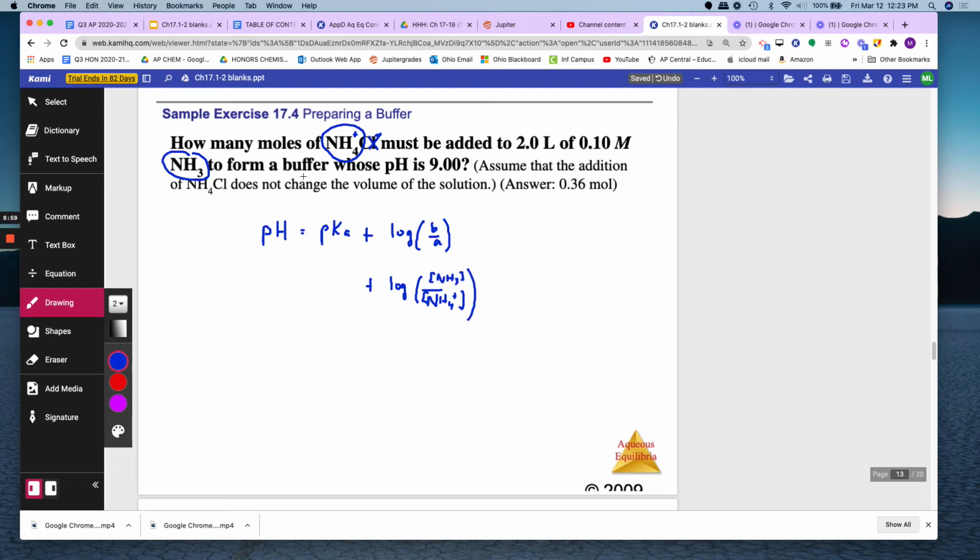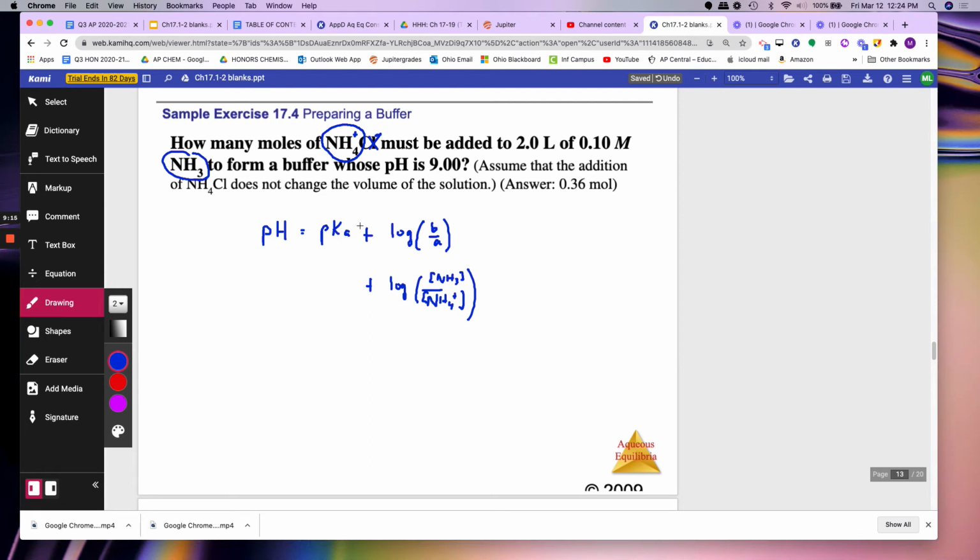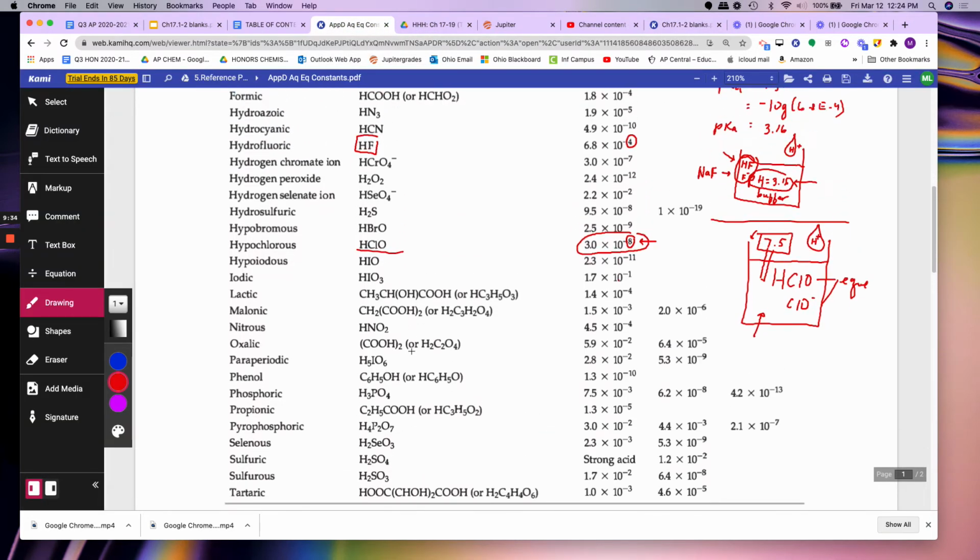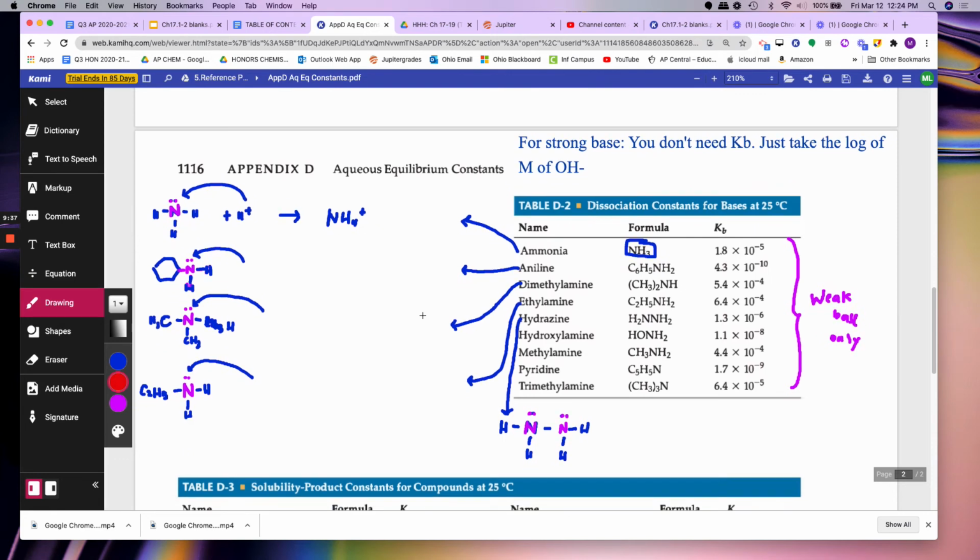How many moles of this must be added to 2 liters of 0.1 molar NH3 to form a buffer whose pH is 9.0? So they gave you the pH, and you can find the pKa here. What I'm going to do is go to appendix D to find the pKa of NH4+. NH4+ won't be here. It'll be in the conjugate base section right here.